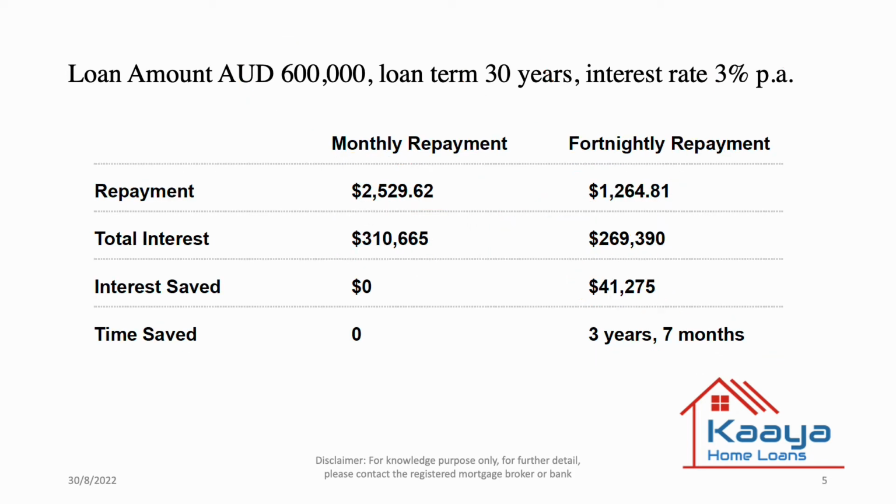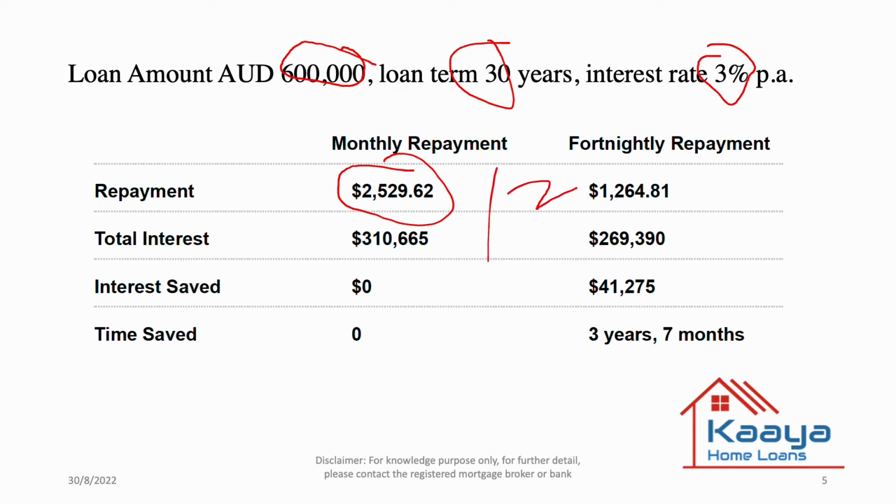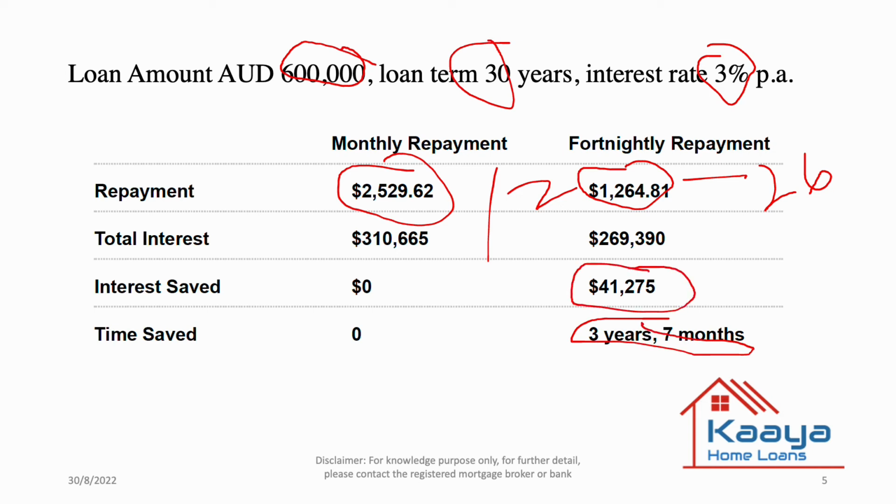We have another example as well. Loan amount is 600,000, 30 years loan term and 3% interest rate. So you'll have a monthly repayment of 2,529. When you divide it by 2, it will be the fortnightly repayment. You'll be making this repayment 26 times again, right? So you'll be saving 3 years and 7 months when you do that, and saving interest of 41,275.